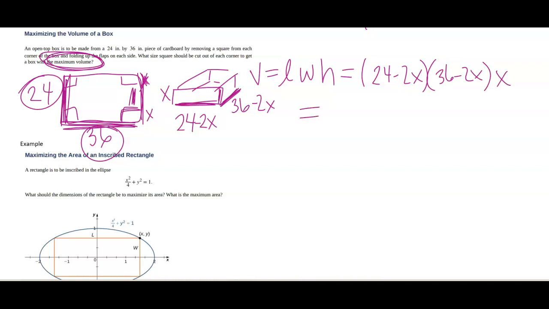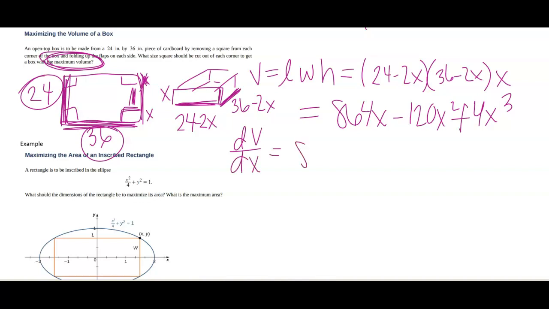I'm going to go ahead and just tell you what the final answer is as far as distributing this out, just to save us some time here. And so we end up getting 864x minus 120x squared plus 4x cubed. All right, now I want to maximize that volume, so I'm going to take dV/dx, and I'm going to get 864 minus 240x plus 12x squared.